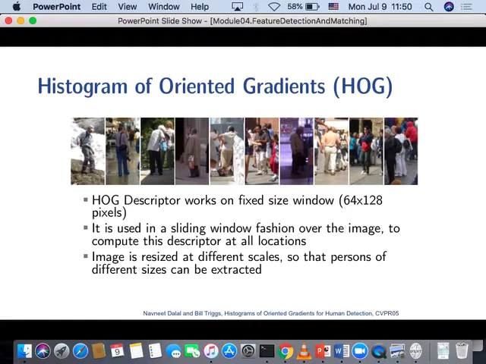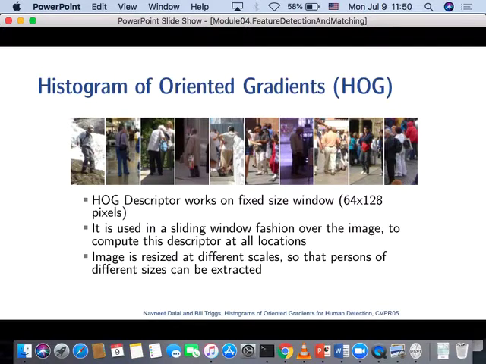Now, because persons themselves, because of perspective, can be of different sizes, they don't resize the window. They keep the window size fixed at 64 by 128, but whatever image you are given, they make multi-scale copies of that image. That's kind of equivalent to resizing the window and applying it on the image. All right, so that was their strategy. This is the paper in CVPR 2005.